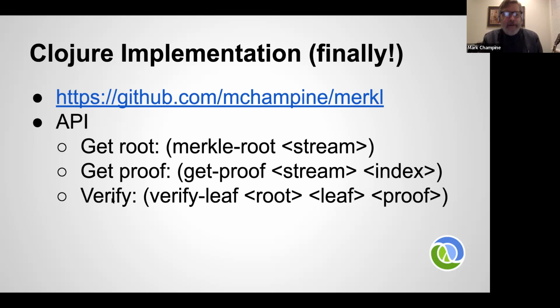And a verify function, which you give a proof and a leaf and the known root, and it will come back and tell you whether its reconstruction of the root matches the one that was supplied out of band as the known correct root.